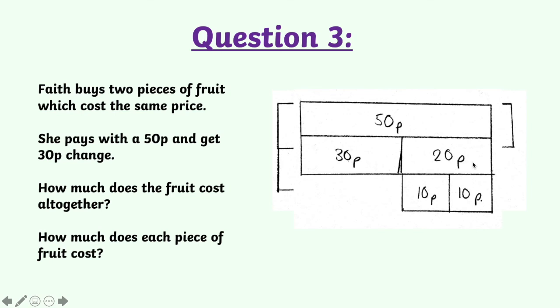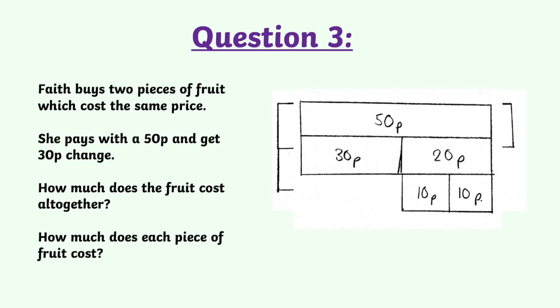And I know that each piece of fruit costs the same amount. So I need 2 amounts which are the same, which add up to 20. And I can do that by just chopping 20 in half, and I get 10p and 10p. And I've shown that here on the bar model. Look, this is the part for the 20p that she spent, and I've chopped it in half, and each part now is 10p. So each fruit costs 10p.